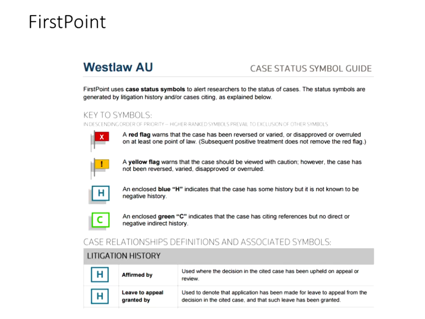So Westlaw, with their First Point database, they've got some similar ones, which they refer to as flags as opposed to signals. So a red flag, again, is the negative. The yellow flag is caution, and see what's going on. The green one is there's citing reference. It just sort of varies. It's, as you can see down below, affirmed or given leave to appeal has been granted, etc.